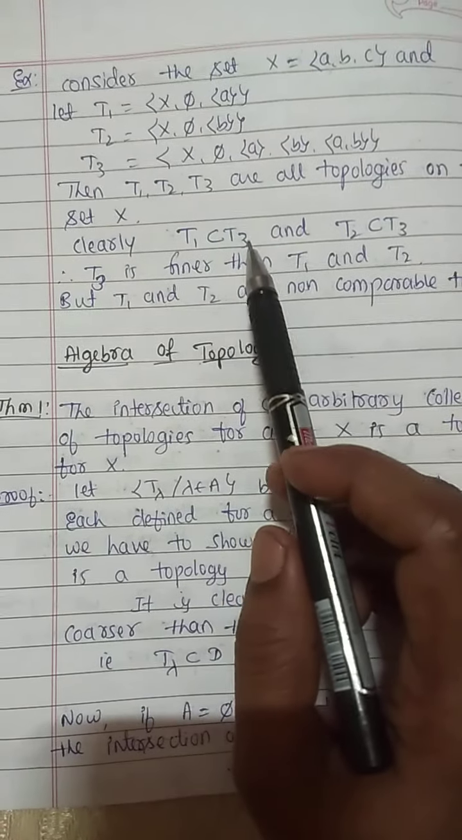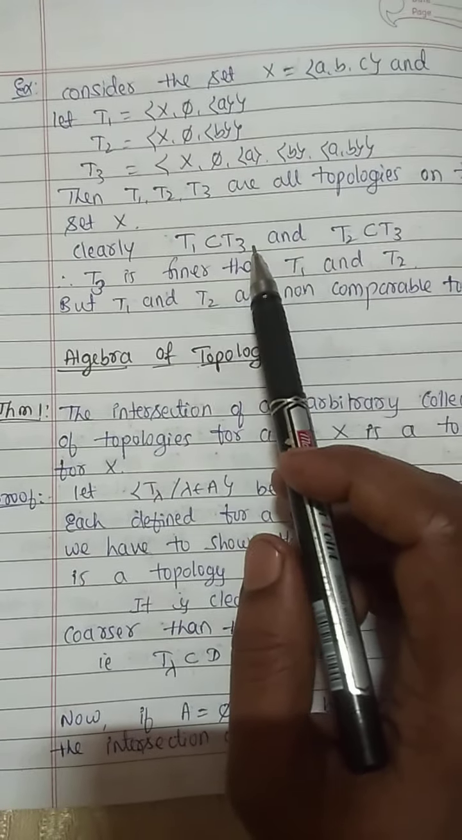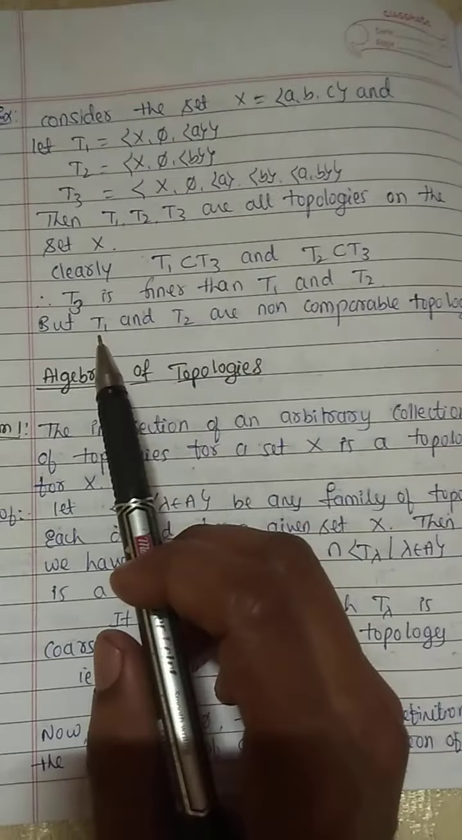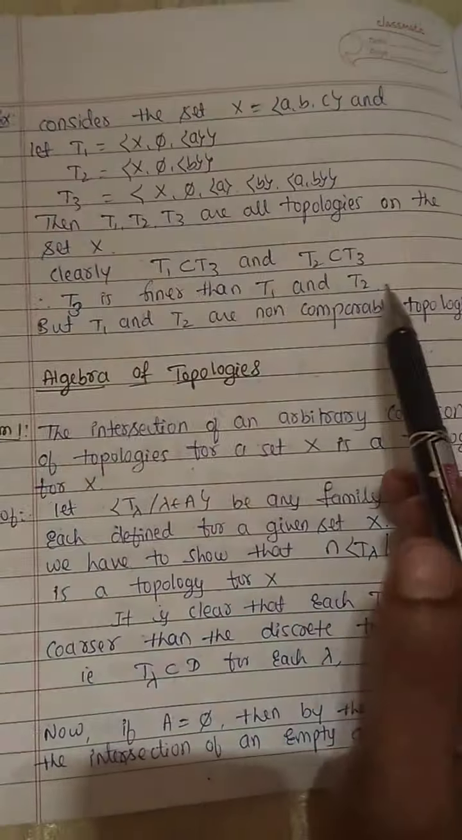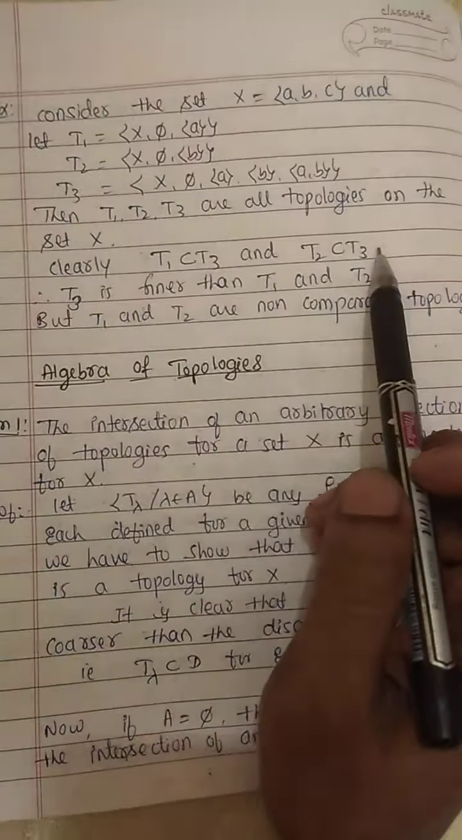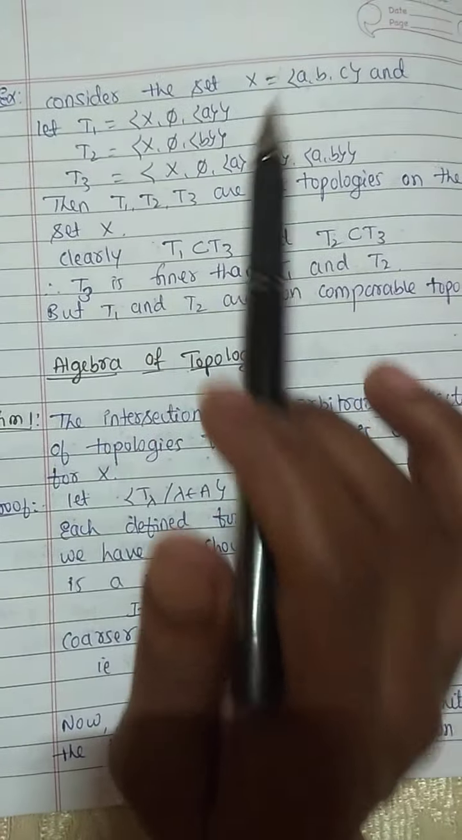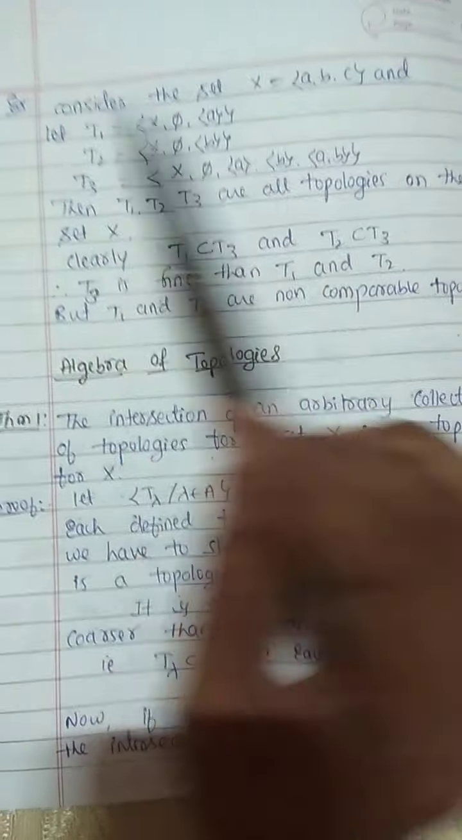But T1 is weaker than T3, or T1 is coarser than T3. T2 is also weaker than T3, but T1 and T2 are non-comparable topologies. T1 and T3 are comparable, T2 and T3 are comparable, but T1 and T2 are non-comparable because T1 is not a subset of T2, and T2 is not a subset of T1.